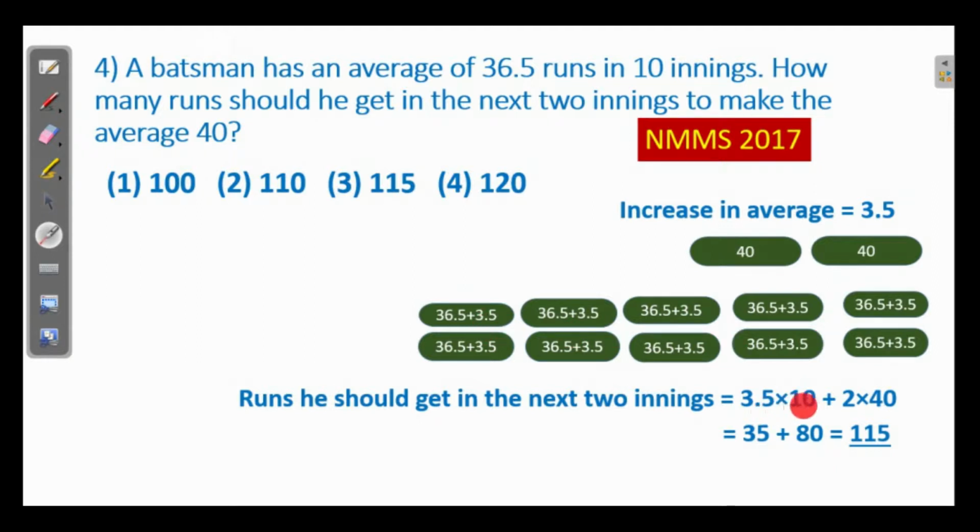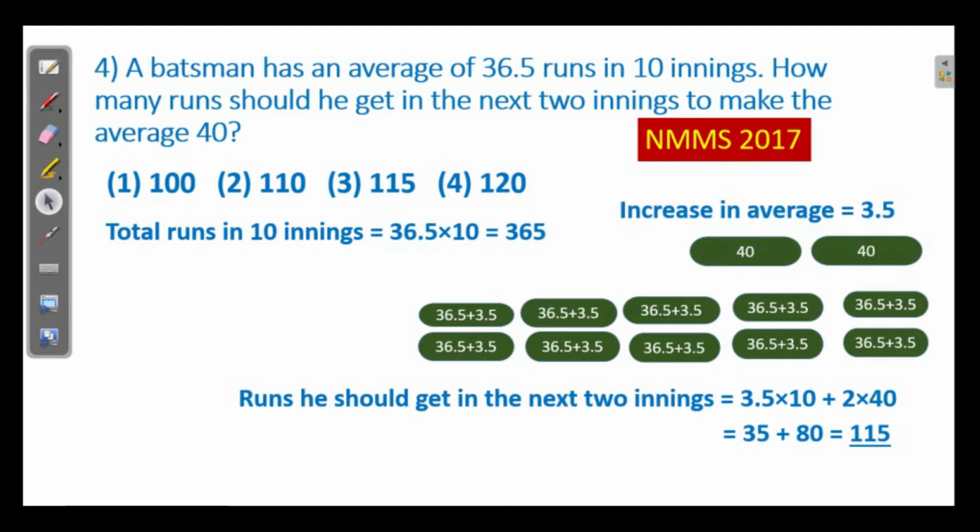3.5 into 10 is equal to 35. So, in these 10 items, 35 must be increased, and the last 2 items, terms should be 40 each. So, altogether, in the next 2 innings, he has to take 40 plus 40, 80, 80 plus this 35. That is 115 runs. Here, in the other way also we can do.